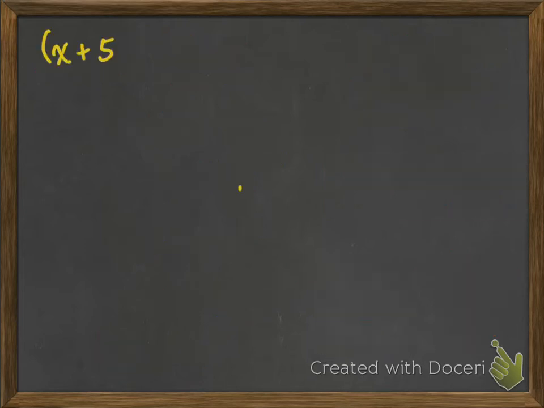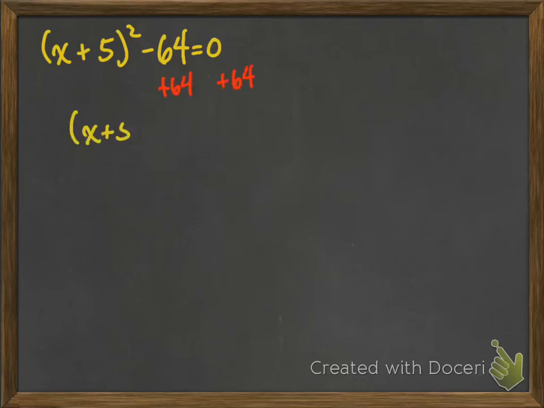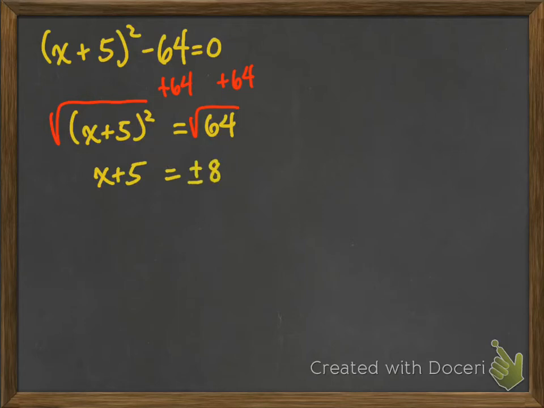Let's try another one. x plus 5 squared minus 64 equals 0. I think you probably already know the first step there, and that would be to get rid of the negative 64 by adding 64 to both sides of the equation. Now we have x plus 5 squared equals 64, and right now we're going to take the square root of both sides. As we said, the square root of x plus 5 squared will just leave you with x plus 5, and the square root of 64 is 8, but we write plus-minus 8.